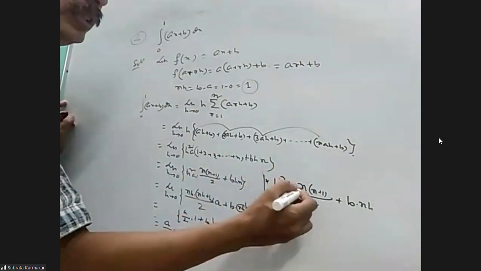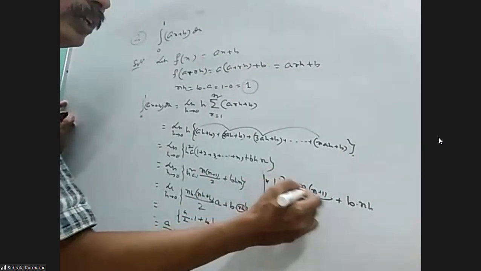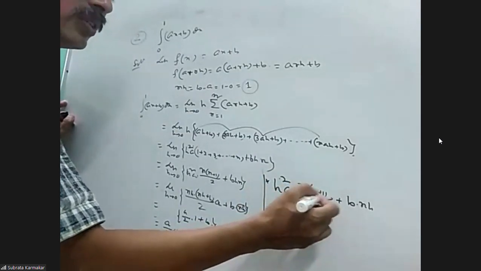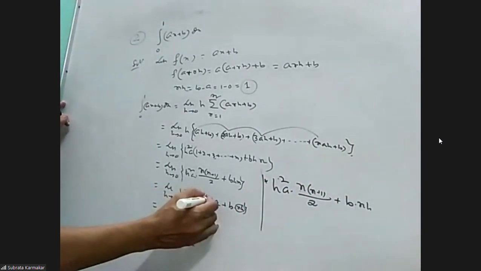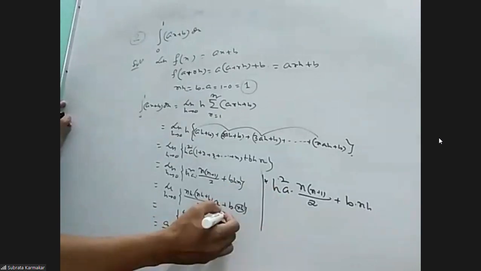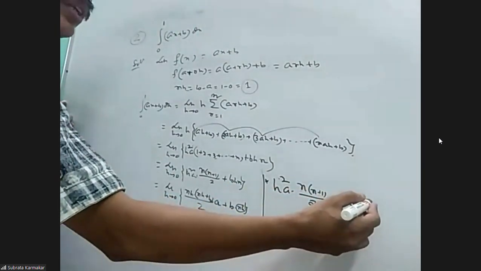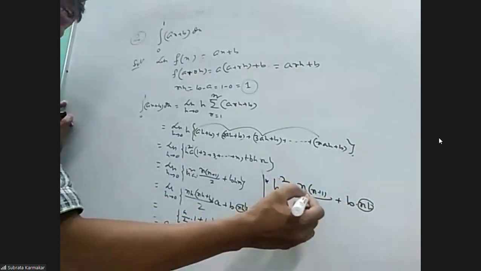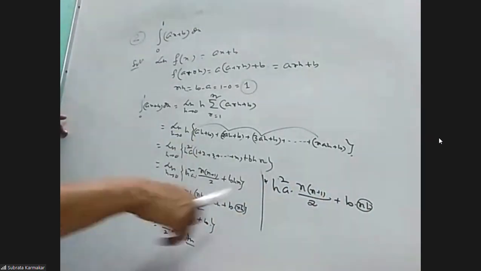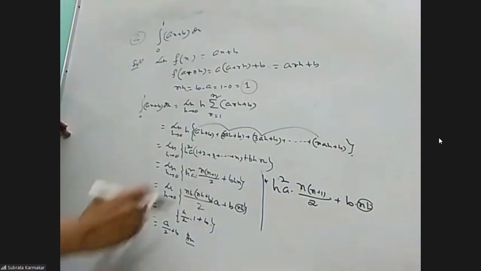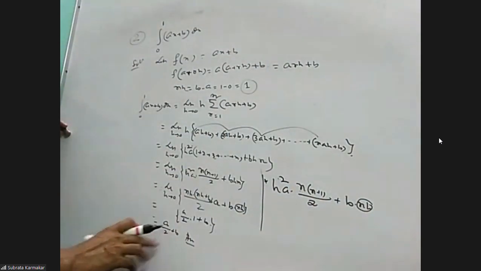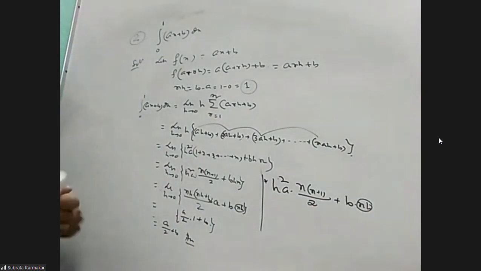Next line: one h outside with n, nh, and another h you insert in the bracket, nh plus h. That one only is written next. Whole into a will remain, plus b into nh. Next, nh equal to 1. Wherever nh will come, you put 1, and finally wherever h will be there you put 0. So you'll get a by 2 plus b. Am I clear? Hello? Yes, sir. Okay.